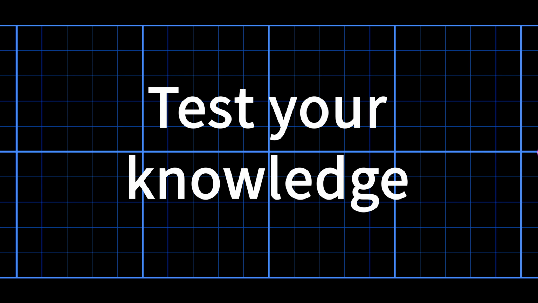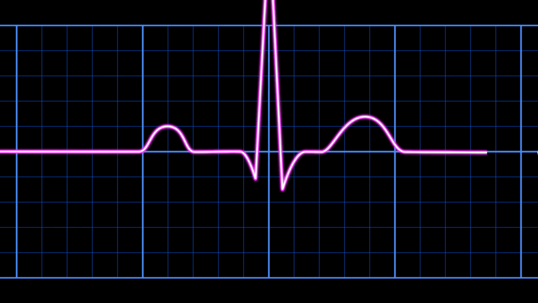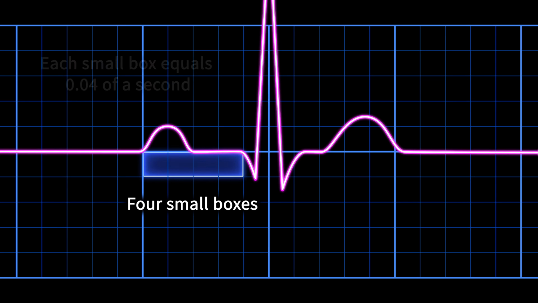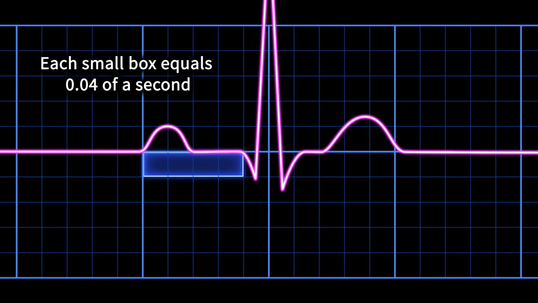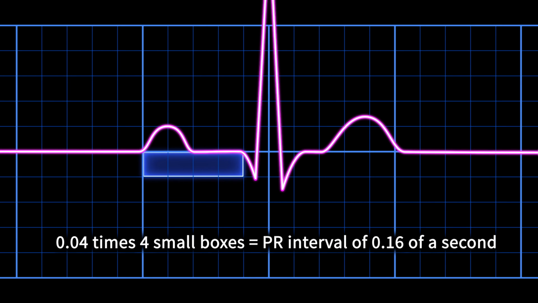Now let's do 2 samples to make sure we understand what the PR interval is. Here is an EKG wave. Measure the PR interval. 4 small boxes. Each box is 0.04 of a second. 0.04 times 4 small boxes, the PR interval is 0.16.